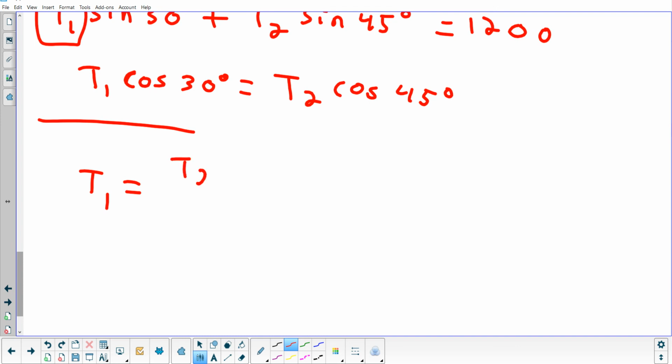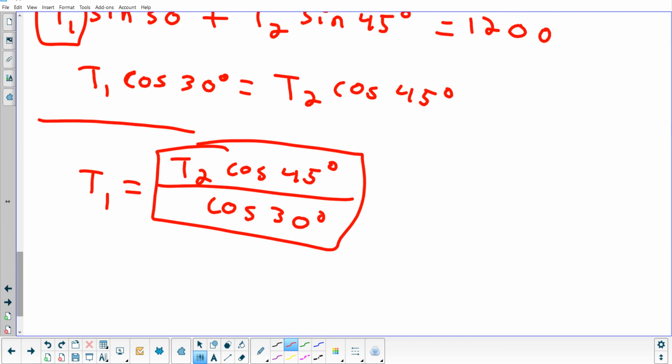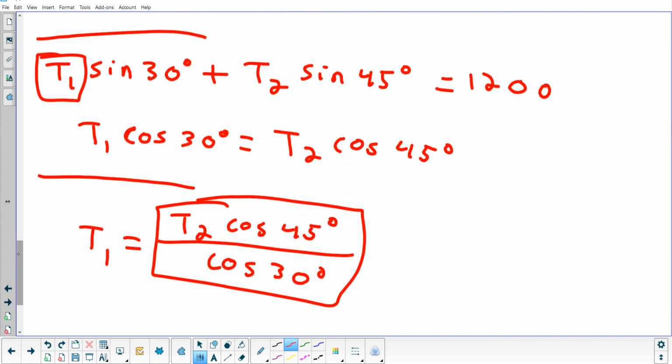T2 cosine 45 over cosine 30. And now, substitute that in for T1. We're getting to a point we need a calculator pretty soon. So we solve the bottom equation for T1, and we're substituting it into the top. All right, so let's write out the top equation, and then we'll be able to get T2, and then T1's easy.